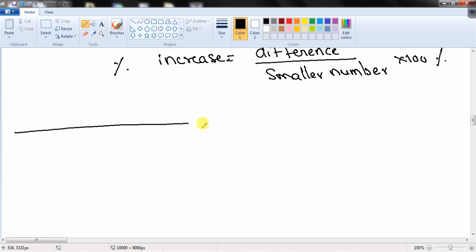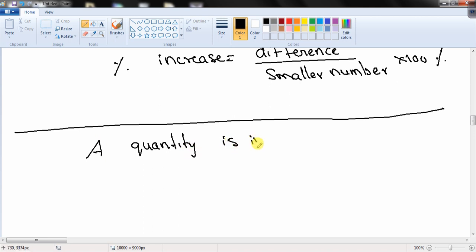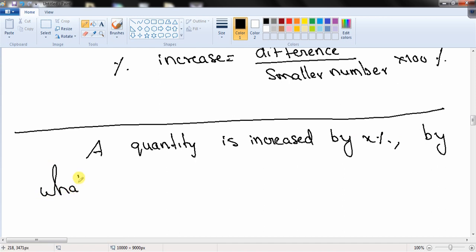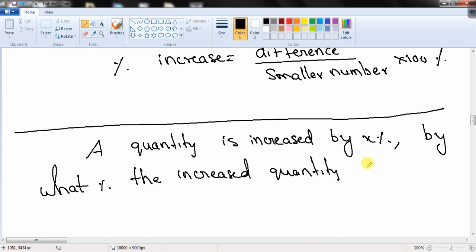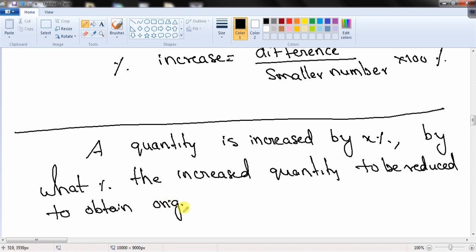So what are the other formulas which might be required for you to solve questions easily? Suppose a quantity is increased by X percentage. By what percentage should the increased quantity be reduced to get back to the original quantity?